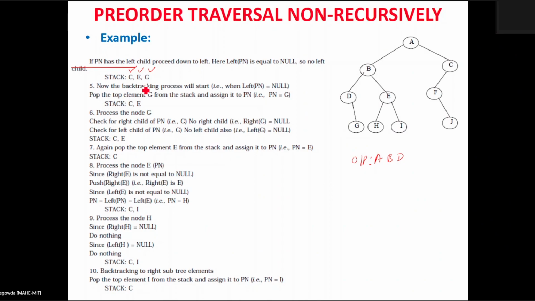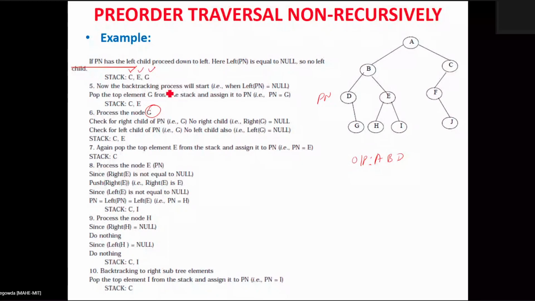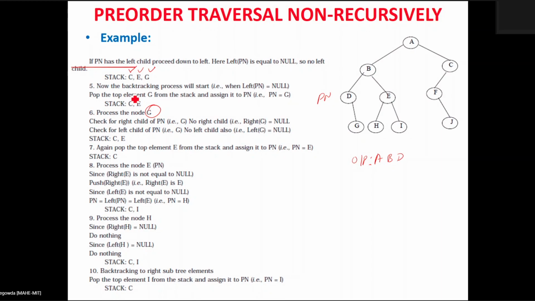After storing the right child address onto the stack, I have to see whether D has a left child or not. D doesn't have a left child. Now we have to do backtracking, so you have to pop the top of the stack. When you pop the top of the stack, you are going to get the address of G. After popping it, my stack will have the addresses for C and E only.